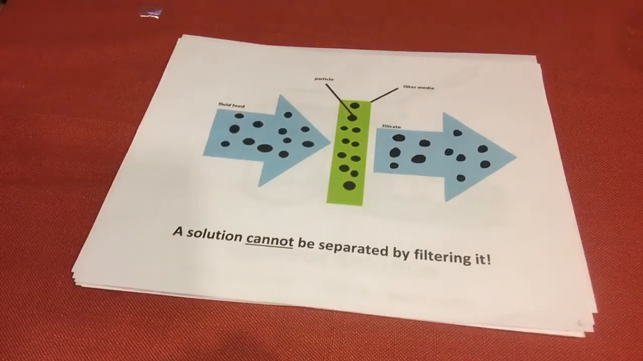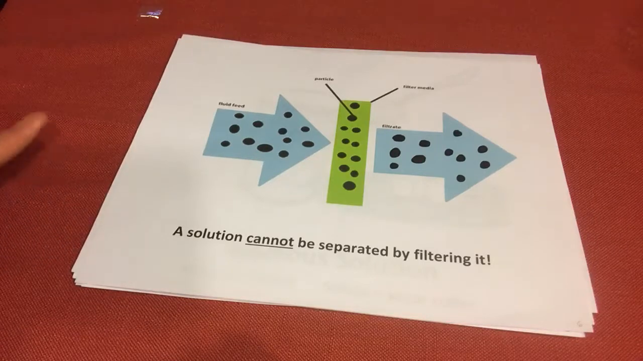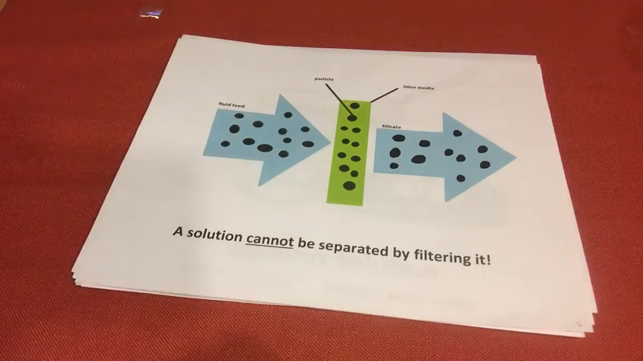There are some other facts about solutions that might be cool to know. For example, a solution cannot be separated by filtering it. This is because in a solution, the small solute particles are able to pass through the filter paper, and the solvent can also pass through. As you can see in the image, the solutes basically remain the same throughout the process. So the filtering system isn't affecting anything.